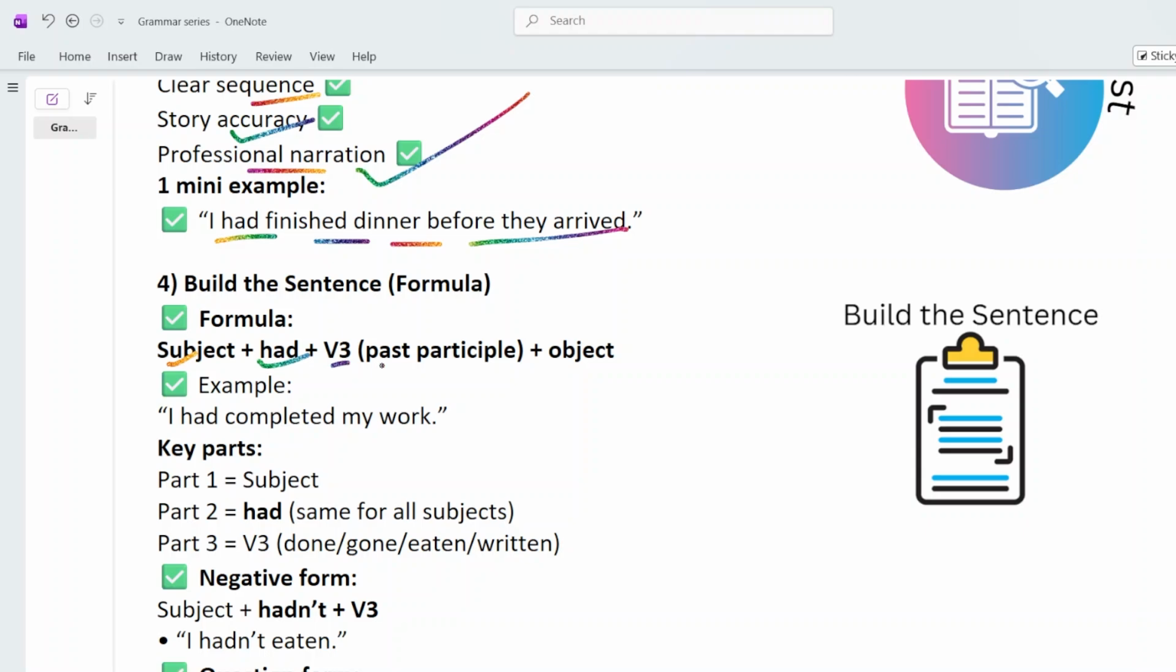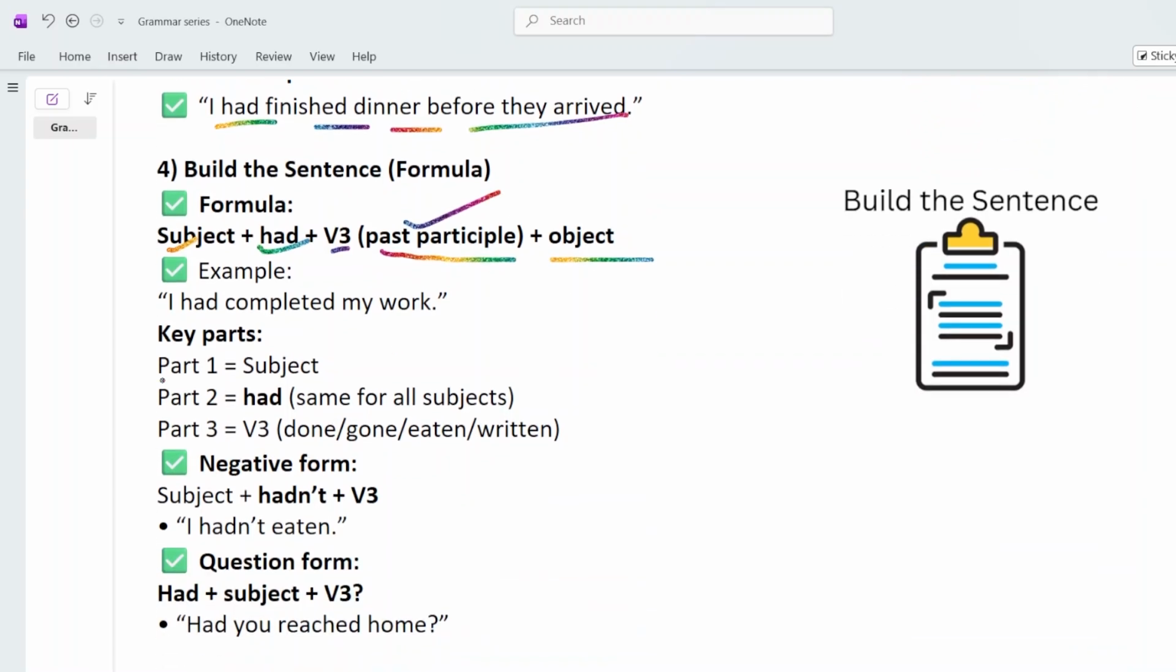All right. Verb 3 is nothing but past participle as well. It is also known as past participle, plus the object. Let's look at a simple example. I had completed my work. Verb 3 is completed my work. Had is the only auxiliary verb that we'll be looking at using.